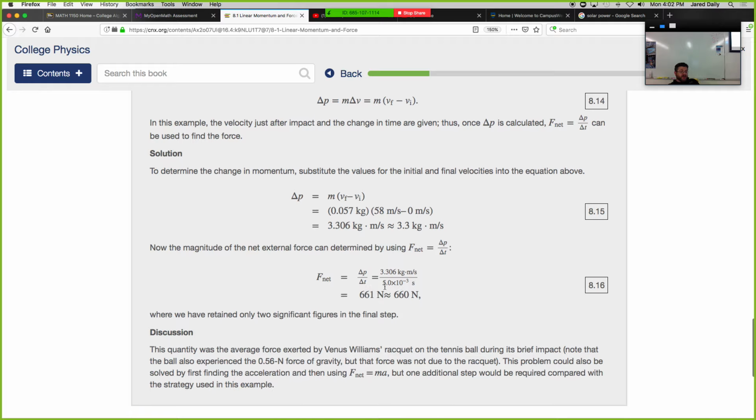Well, they've given us that too. It's 5 milliseconds, 5 times 10 to the minus 3 seconds. We take our answer for the change in momentum and divide it by the answer for the change in time. And then we get an answer of 661 newtons. That's enough force to move a person, a lightweight person, like a young or small person. 660 newtons is close to about 100 pounds-ish.